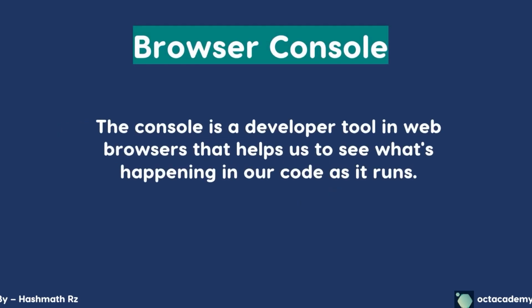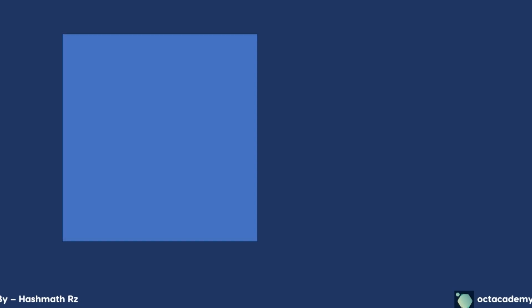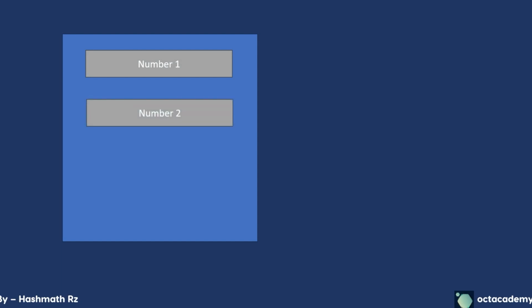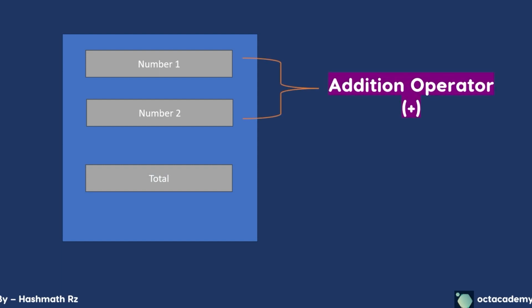The console is a developer tool in web browser that helps us to see what's happening in our code as it runs. So guys, think that you are writing a JavaScript code and you want to check that it is working or not. For example, think that you want to do a calculation based on a user's input and show the data inside of another text field, something like this. So guys, user will input the number 1 and number 2. So in here we do the calculation using the addition operator like our previous example.